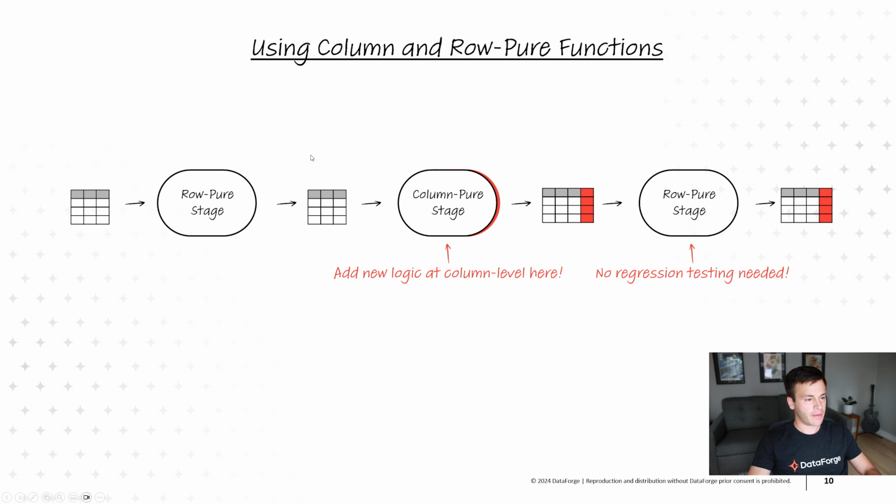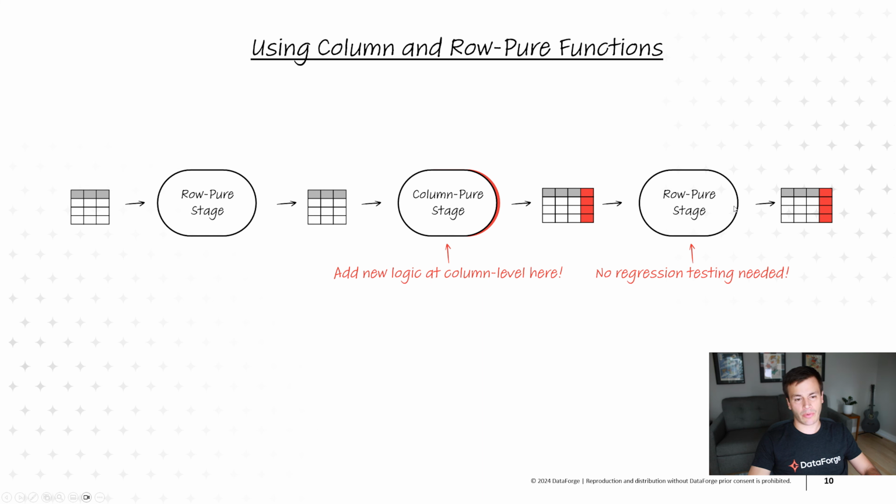We have our base table, we have our 3 columns, right? We now write a new column pure function. We added this function to the existing set of logic that was already within this stage. And by that, we've added a new column. We've added a new attribute to this data set, or a new calculated field.